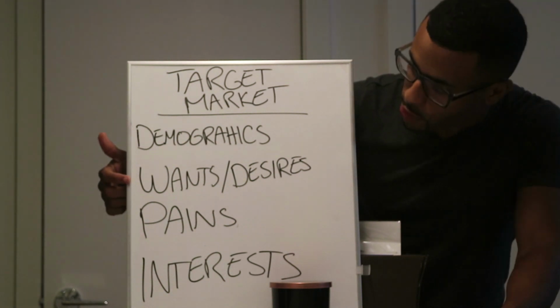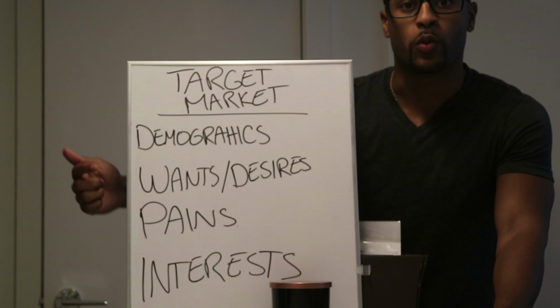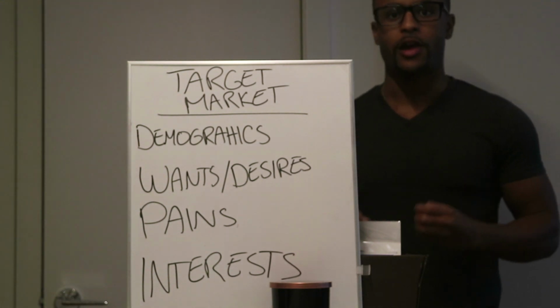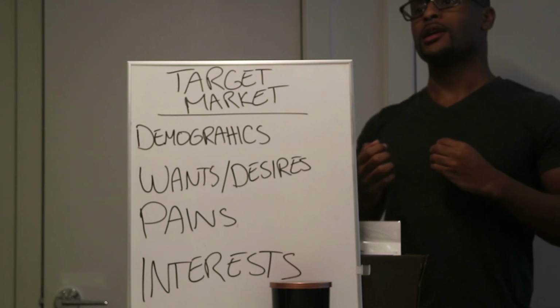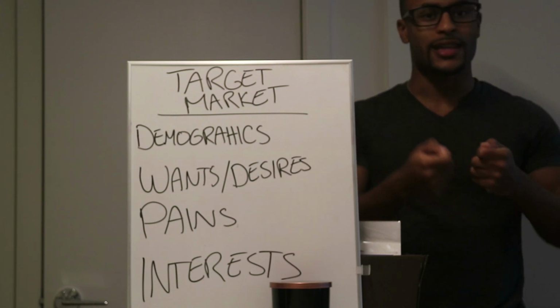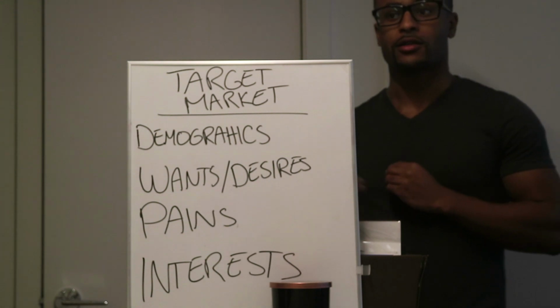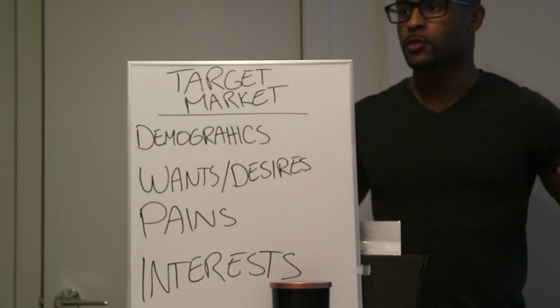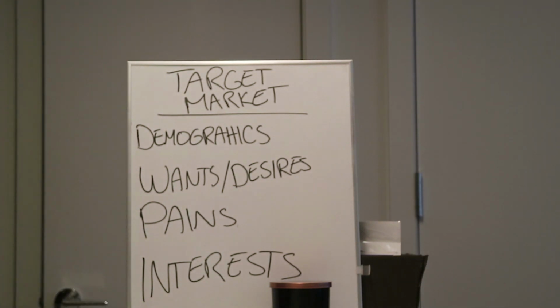Next, you are going to want to identify their wants and desires. The reason it is wants and desires is because we buy a lot of things that we want, not necessarily need. Yes, we do buy things that we need, but all of those markets are pretty much dominated. I mean, think about it.